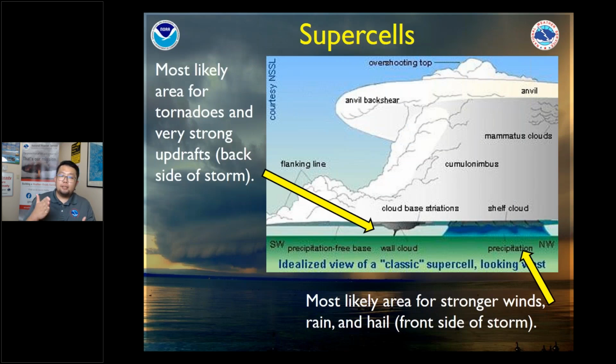And the last thunderstorm we want to talk about are these supercells. Again, this is the big one, the blockbuster thunderstorms, as I like to call them. These things are the textbook ones that create the tornadoes. These are very likely to be severe. They are also the most likely to create tornadoes, as well as very strong updrafts.